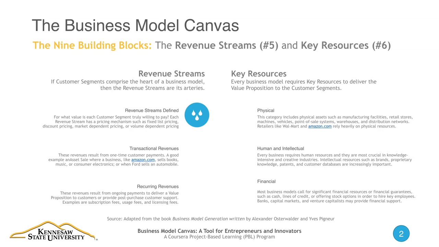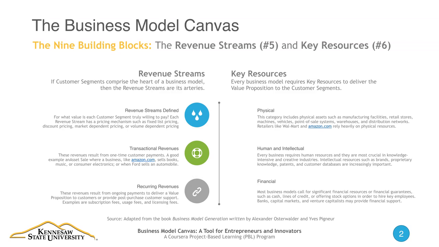The two main categories of revenue streams include transactional revenues, like the purchase of a car or a purchase on Amazon.com, or recurring revenues, such as subscription fees, usage fees, or licensing fees.